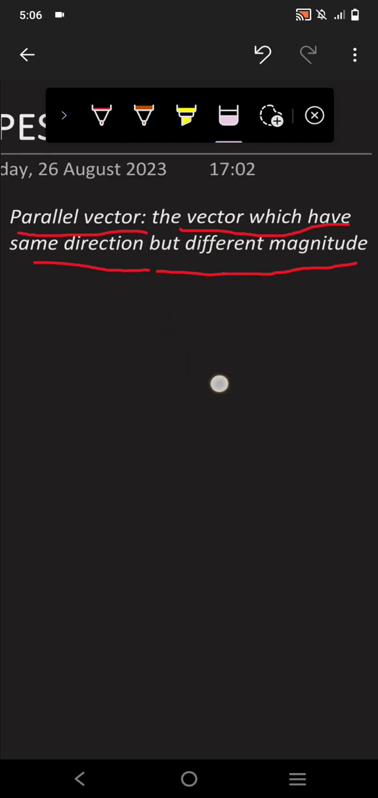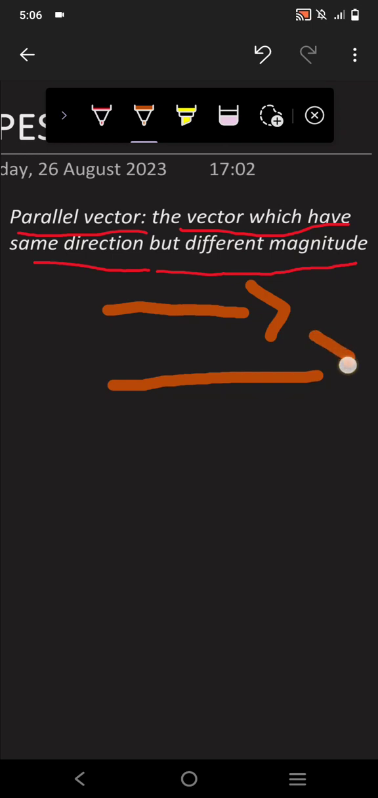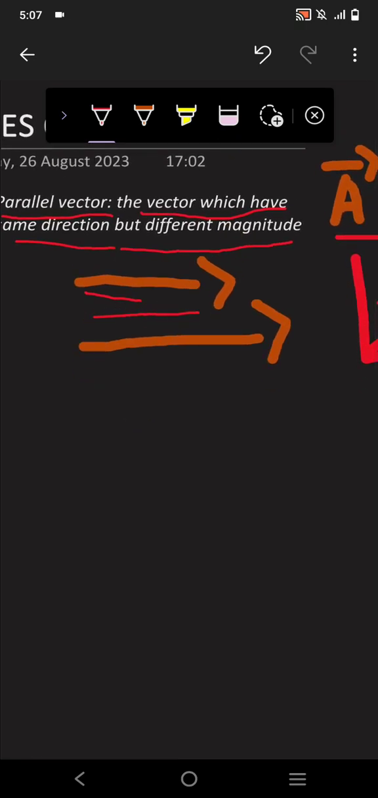The direction is the same, you can see the direction is the same, this one is going in this direction, and this one is going in this direction. The magnitudes are different. Magnitude means the amount, the number. This has less magnitude and this has more magnitude. So that is why we are calling it a parallel vector. The vectors which have the same direction, both are going this side, but they have different magnitudes. This is bigger, this is smaller, and this is the longer one. So the magnitude has changed.